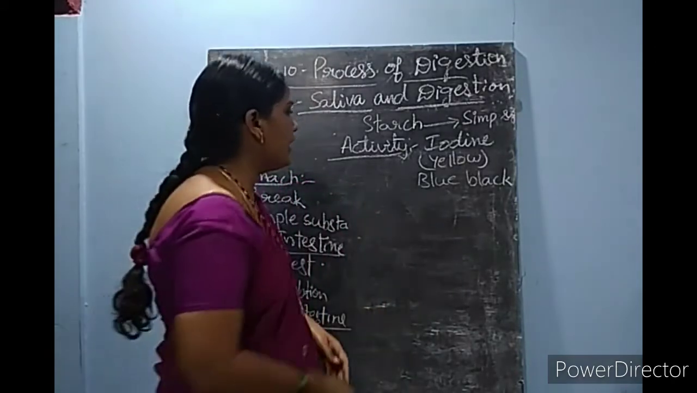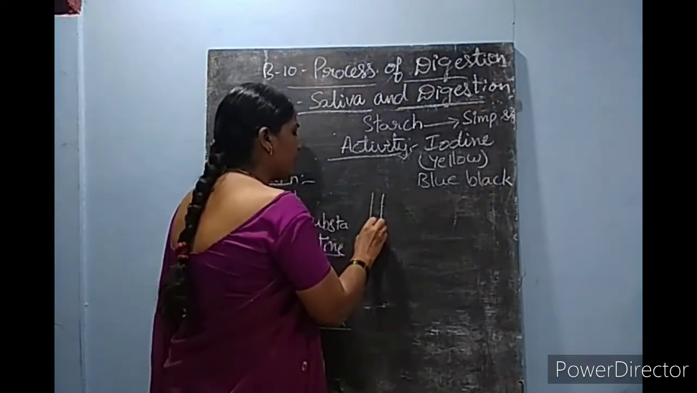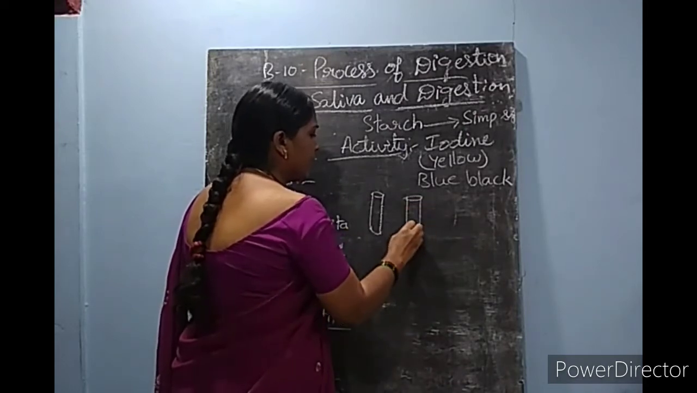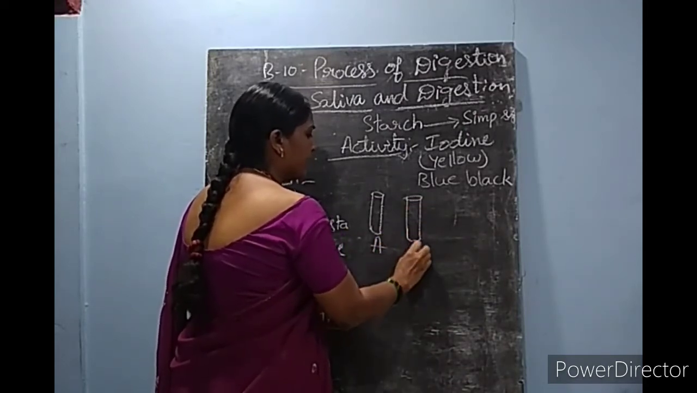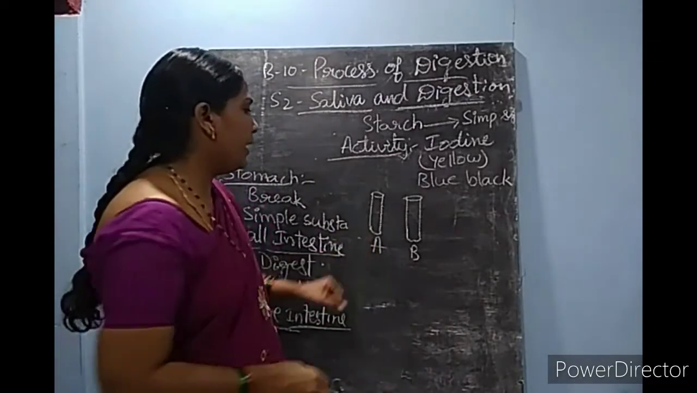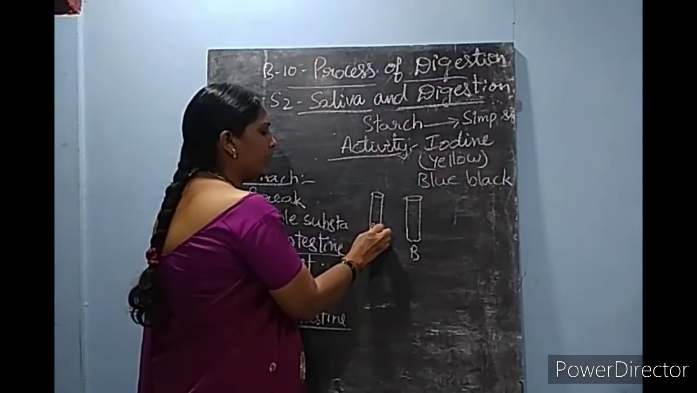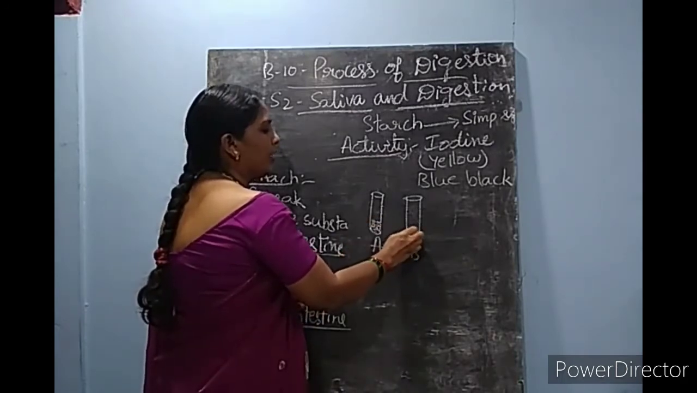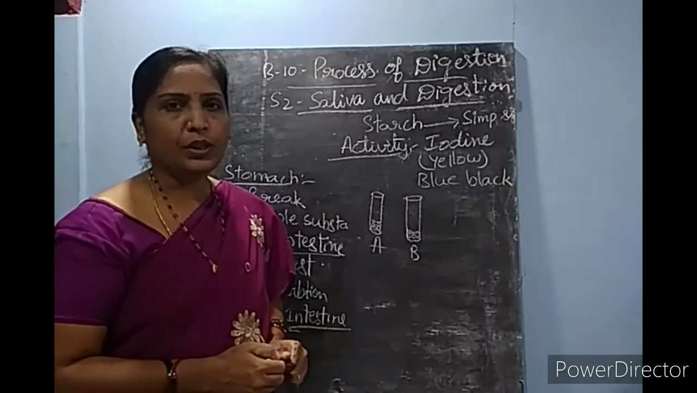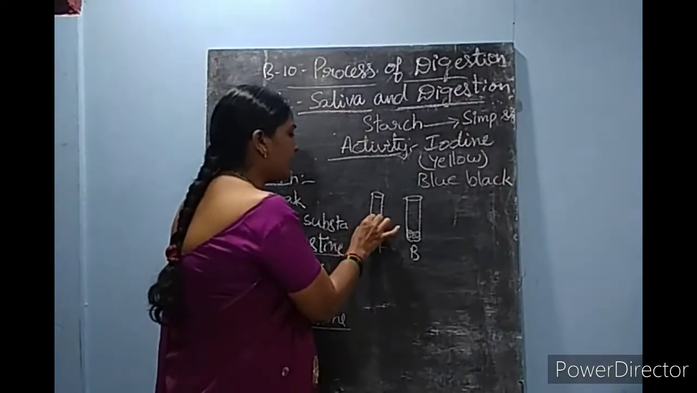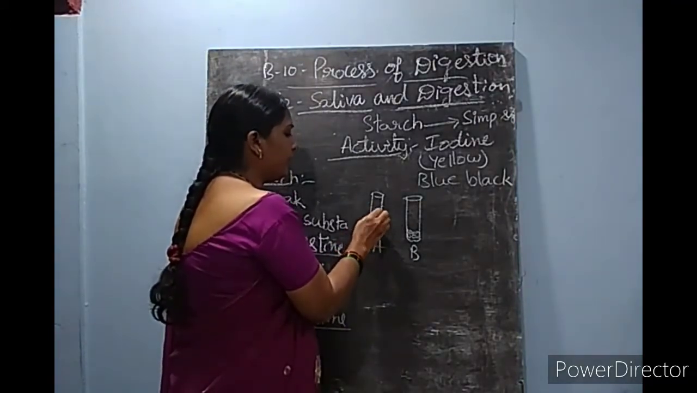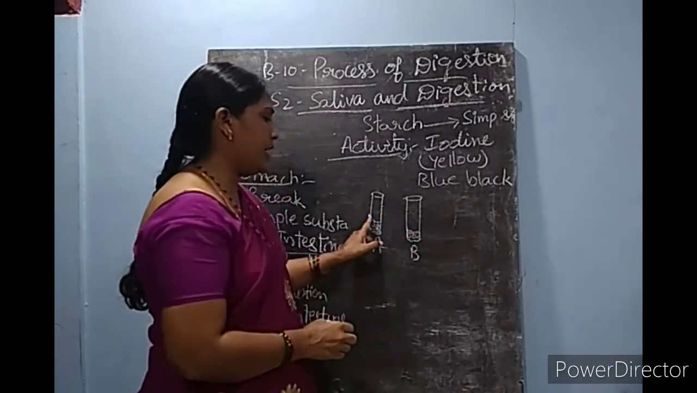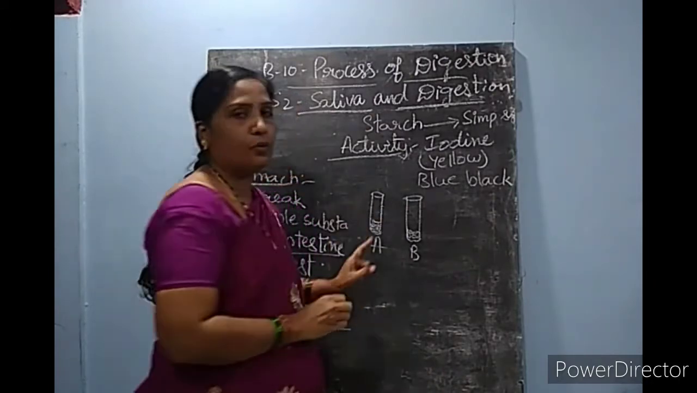To understand this, take 2 test tubes and name them A and B. In both the test tubes, take some boiled rice and add a little amount of water. To test tube A, take rice and add a little water.